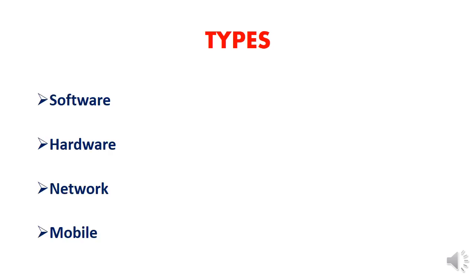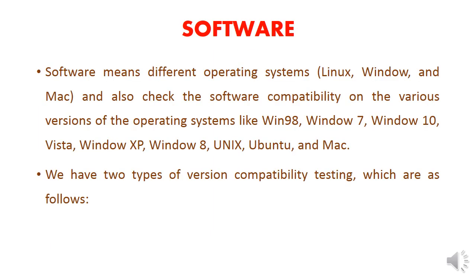So the types are software, hardware, network and mobile. So software we will see one by one. Software means a different operating system. It may be Linux, Windows and Mac OS. We also check the software compatibility for various versions of the operating system like Windows 98, Windows 7, Windows 8, Windows 9, Windows Vista, Windows XP, Unix, Ubuntu, Fedora Linux, Kali Linux, and the Mac operating system.